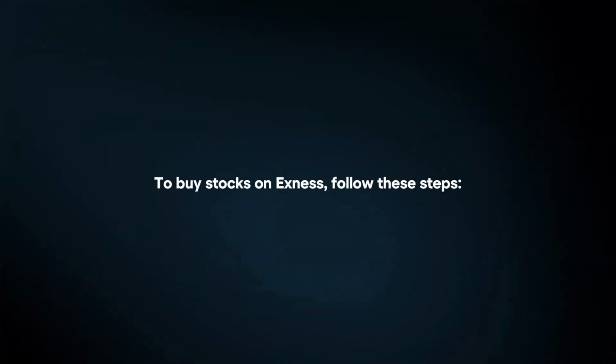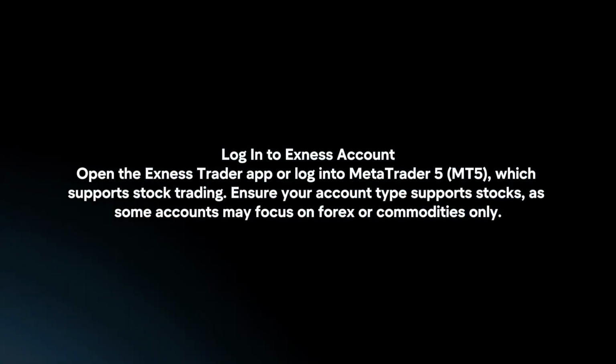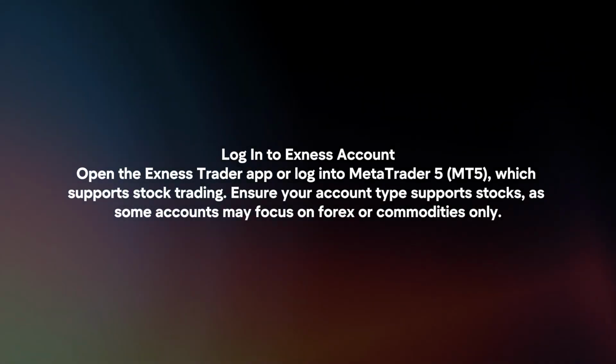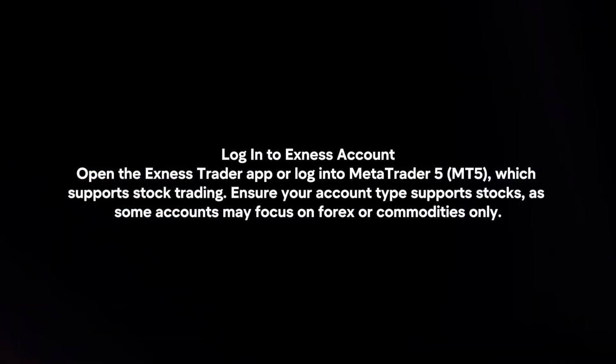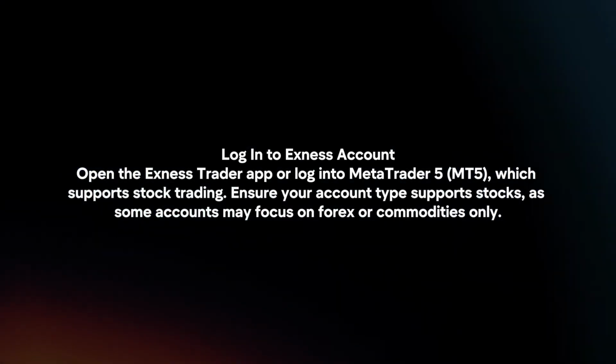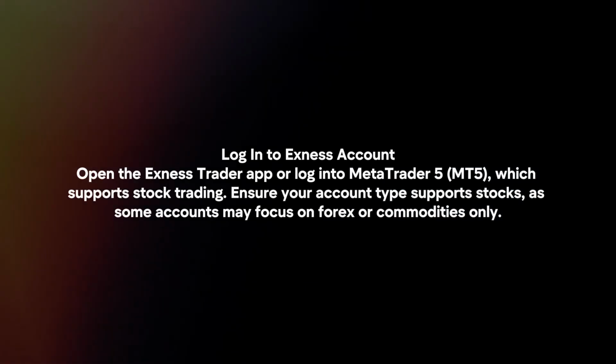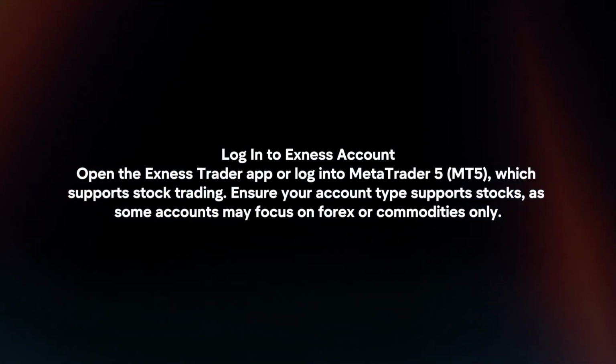To buy stocks on Exness, follow these steps. Log into your Exness account. Open the Exness Trader app or log into MetaTrader 5, which supports stock trading. Ensure your account type supports stocks, as some accounts may focus on forex or commodities only.